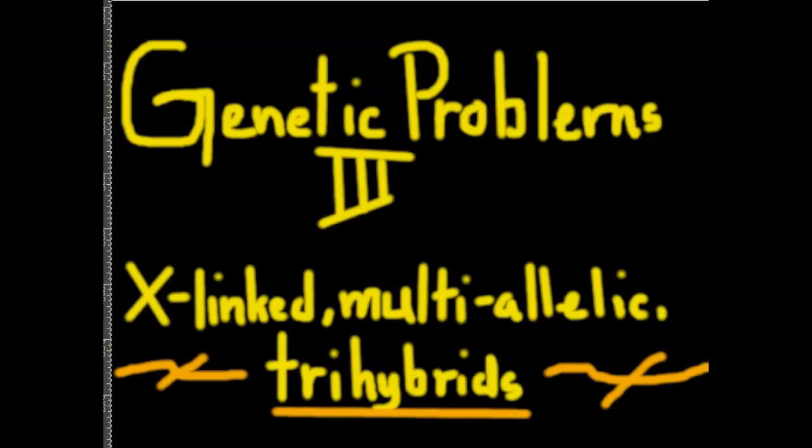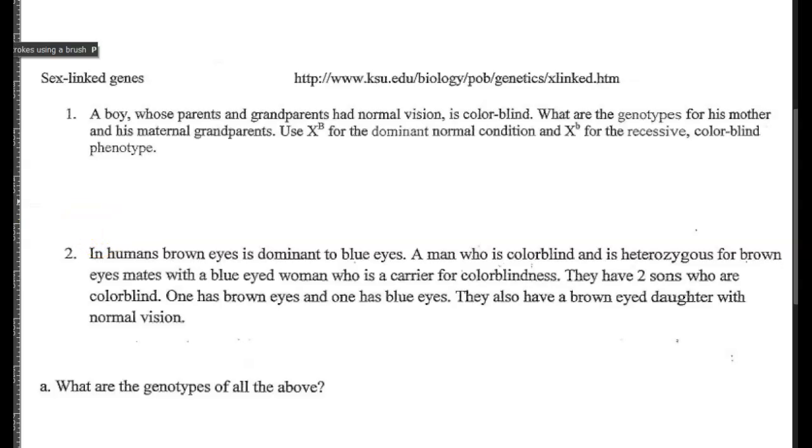Our last genetic problem video will be on X-linked traits, colorblindness, hemophilia, multi-allelic traits. We're going to look at blood type and trihybrids. So let's go ahead and get started. If you look at this problem, we are talking about X-linked. If you look at this website, it's pretty good. So we're going to be looking at X-linked.